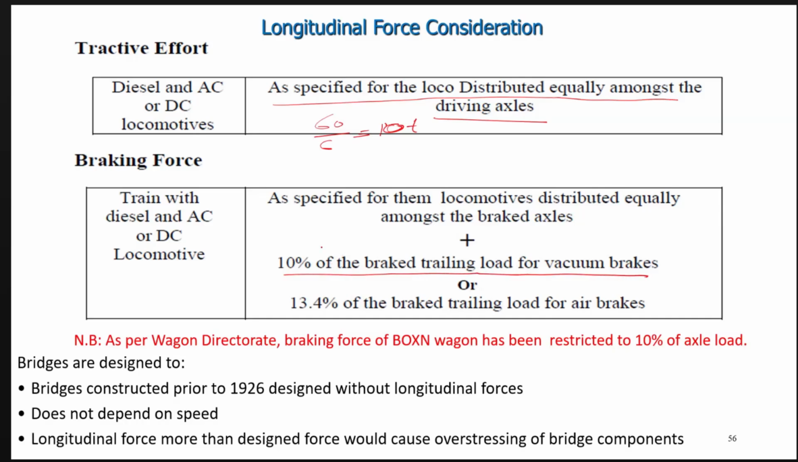Mostly we are taking 10% of the trailing load because as per the wagon directives, the braking force of bus and wagon has been restricted to only 10% of the load. The bridges constructed prior to 1960 were designed without longitudinal force, which does not depend on speed. A longitudinal force more than the design force would cause overstressing of the bridge components.